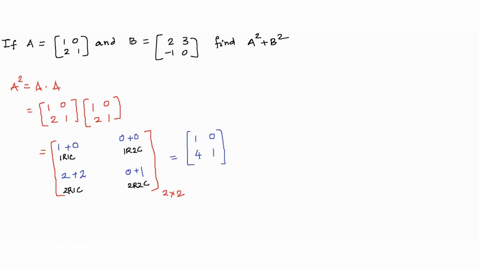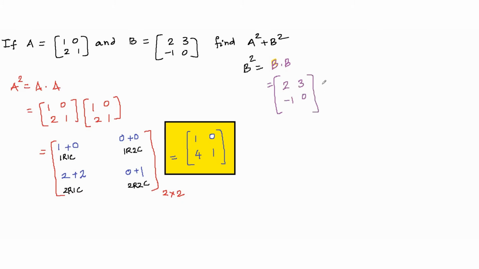Now let's calculate the value of B square. Let me just box this because this is the value of A square, so that we remember it, right? Now let us find B square. So B square is again B multiplied by B, right? B multiplied by B gives me B square. The matrix B is [2 3; -1 0] multiplied with [2 3; -1 0], right? So now when you multiply, you have a 2 by 2 matrix.